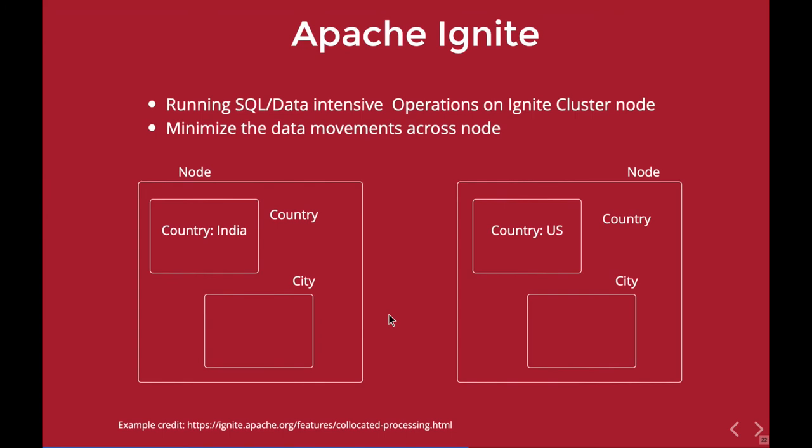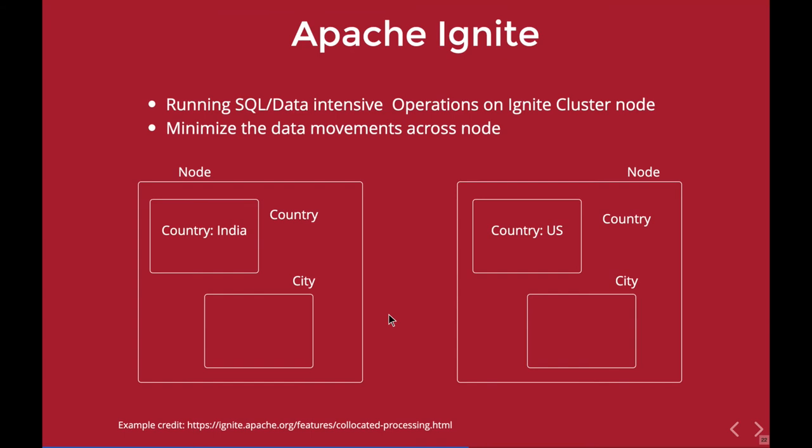So let's see one scenario here. We have two Ignite cluster nodes and each has two tables, one is country and one is city. One of the nodes is storing the data where country code is India, and the other node is storing data where country code is US.